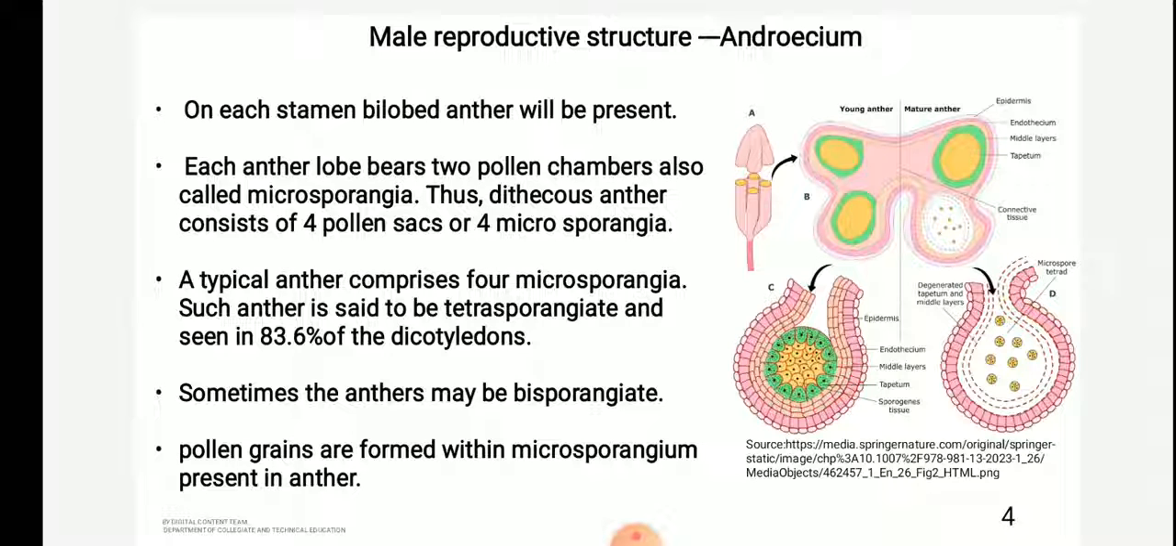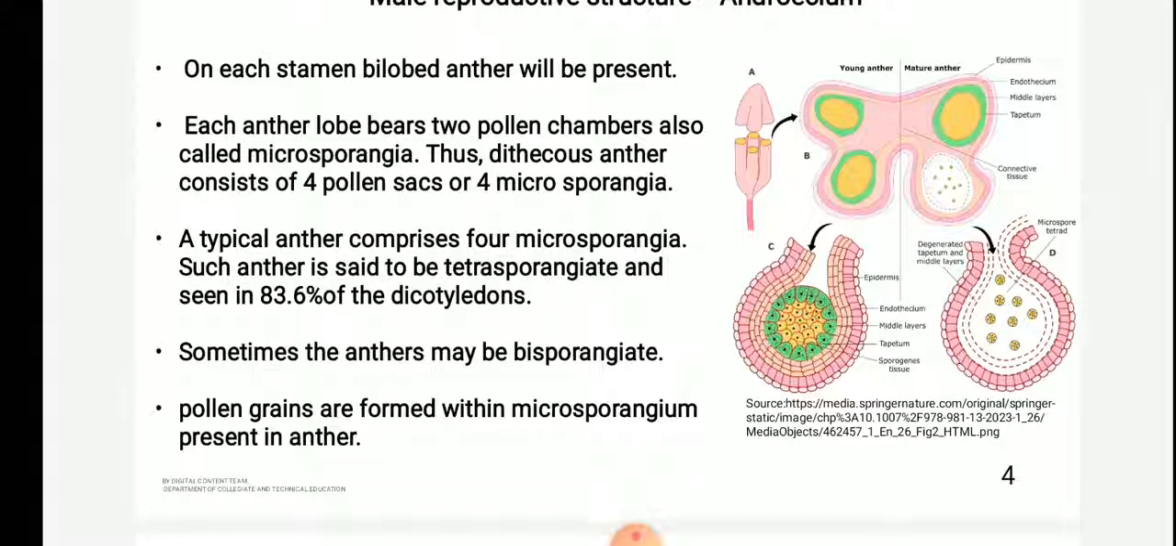Let us study the male reproductive structure in detail. On each stamen, a bilobed anther will be present. Each anther lobe bears two pollen chambers, also called microsporangia. Thus, a dithecous anther consists of 4 pollen sacs or 4 microsporangia.